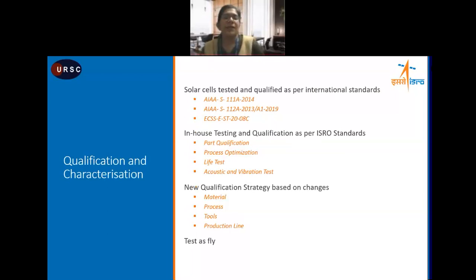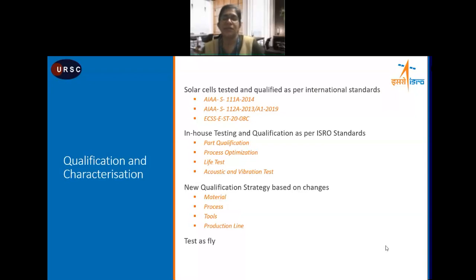So here I would like to say what are all the qualification and characterization tests that we usually do for our space solar arrays. The first three bullets are the international standards that the solar cell used in space has to get tested and qualified. In addition to this, we also have our internal testing and qualification standards as per our ISRO standards. These include part qualification, process optimization, life test, acoustic and vibration test, and other tests as and when it is required for the mission. Like sometimes we do the arc tracking test and atomic oxygen protection. All these things are generally done.